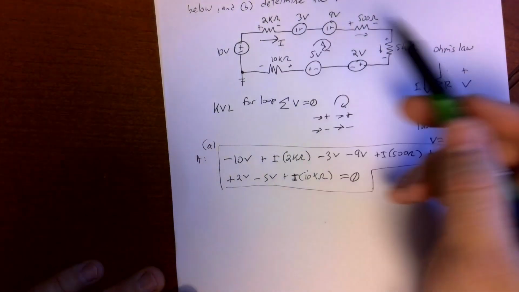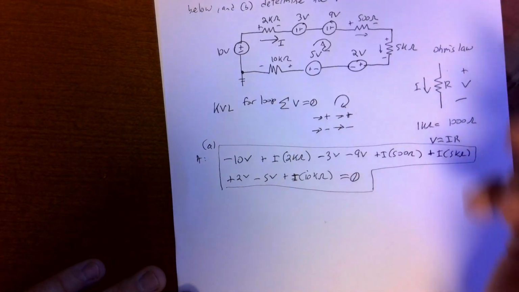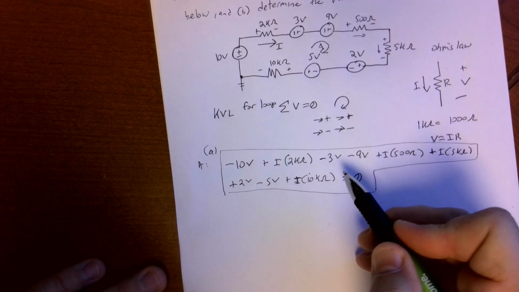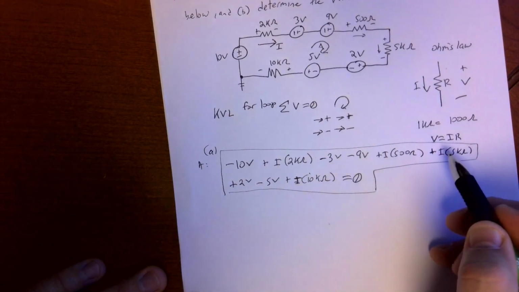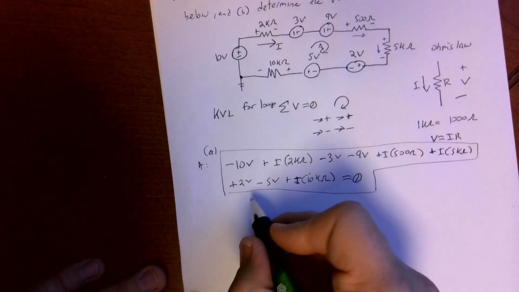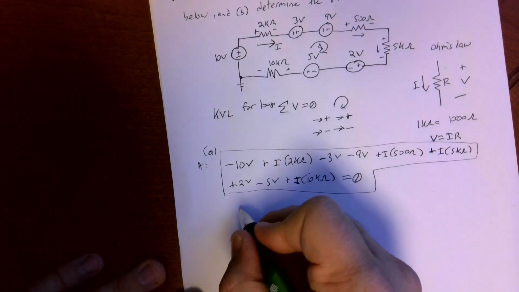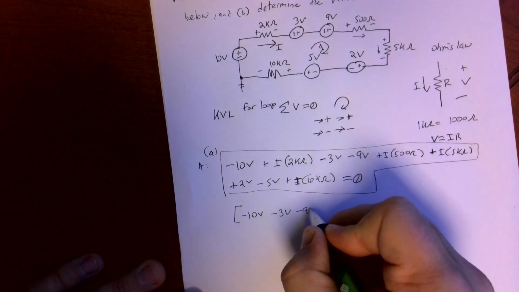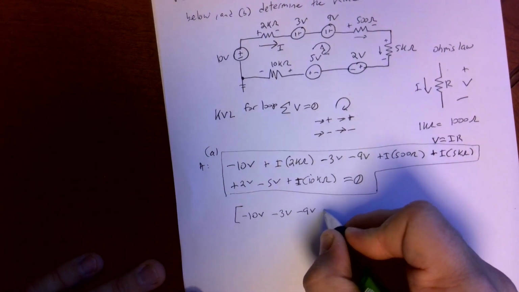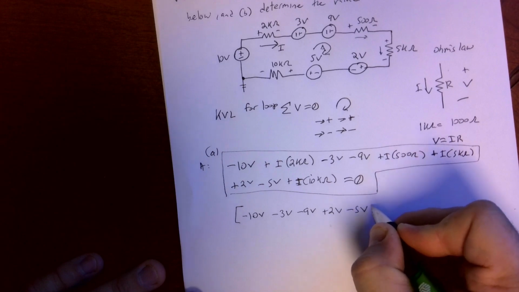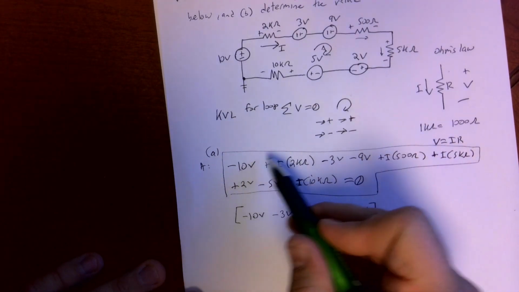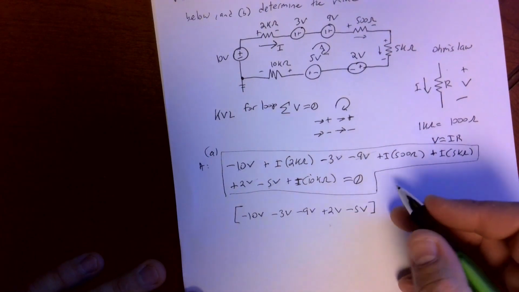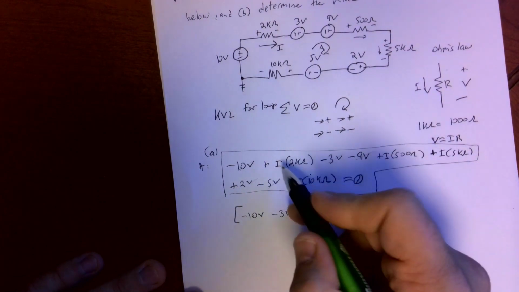Now, for part B, go ahead and determine the value for the current I. So all we're going to do here is sum up our voltages in the equation, and then we can start summing up our currents, right? So if we refactor this equation, we can go minus 10 volts, minus 3 volts, minus 9 volts, plus 2 volts, minus 5 volts, right? So that pulls out 1, 2, 3, 4, 5, and that's going to be plus I, right?